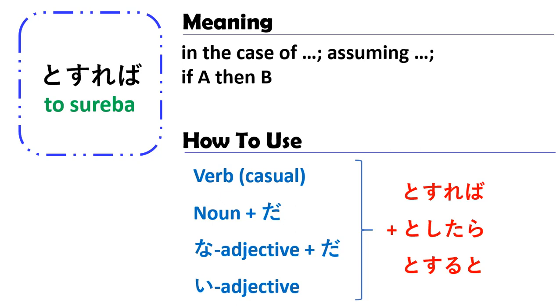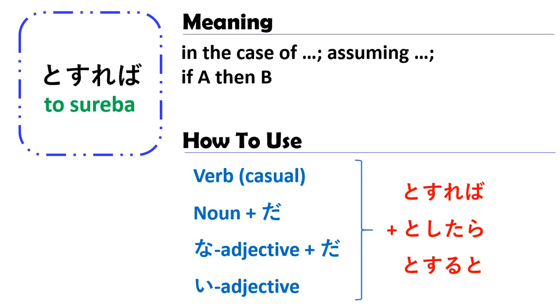And as you see here, after the verb, noun and na, or adjective, you can use to sureba or to shitara or to suruto. It just has the same meaning, so you don't need to be confused. In Japanese, it has many ways to say the same meaning as in English. To sureba, to suruto, to shitara, it just has the same meaning: in the case of, or assuming, or A and then B, as you see here. So don't be confused when you learn Japanese.